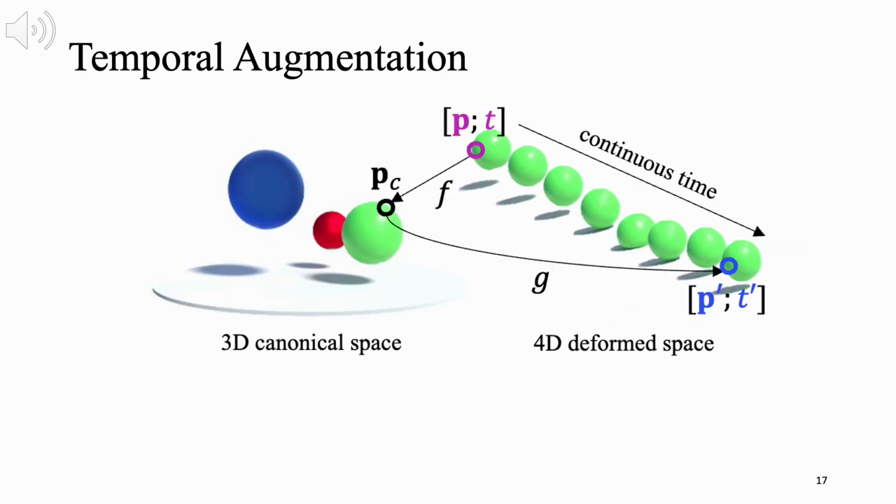The second stage is temporal augmentation. We use the samples from the previous surface sampling stage and create corresponding pairs at different time steps. For each sampled point, we apply the deformation field and transform the sampled point to a corresponding point at a different time. We do this augmentation in the continuous temporal space to make the space smooth temporally.